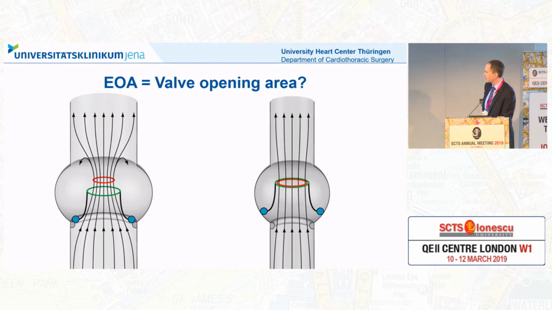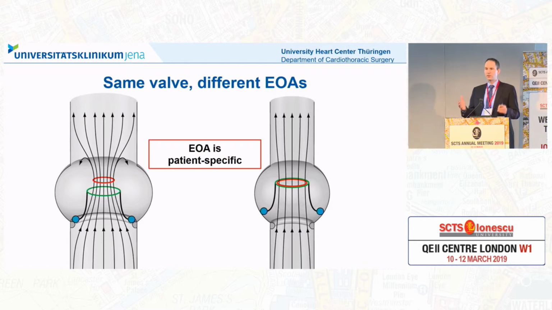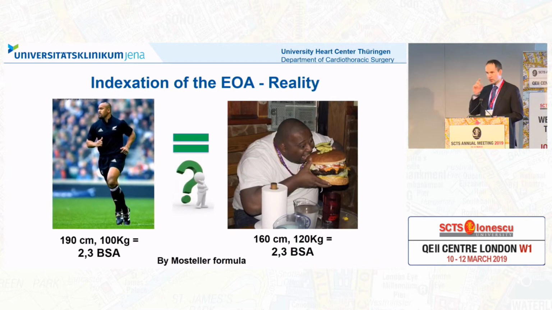If you implant the same valve into a different anatomy, and maybe use different techniques, let's say we have implanted this valve in this anatomy in this fashion, all of a sudden flow is better, and you derive a different effective orifice area from the same prosthesis, just because the anatomy of the patient is different. So what is the recognition from this, and this is very important: the effective orifice area is patient-specific. It is not prosthesis-specific.